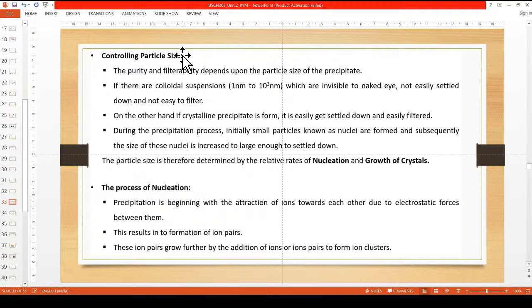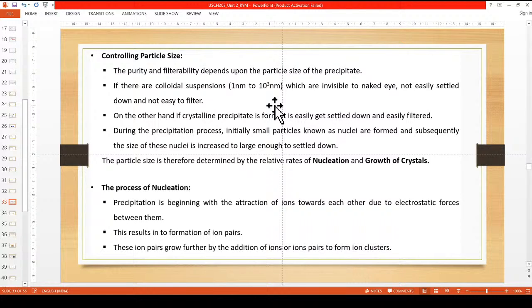Okay, so they remain in suspended form in the solution, and that solution is called a colloidal suspension. The size of a colloidal suspension is 1 nanometer to 10 raised to 3 nanometer. Remember this digit. Since they are very small in size, they remain in suspended form, they don't settle at the bottom.